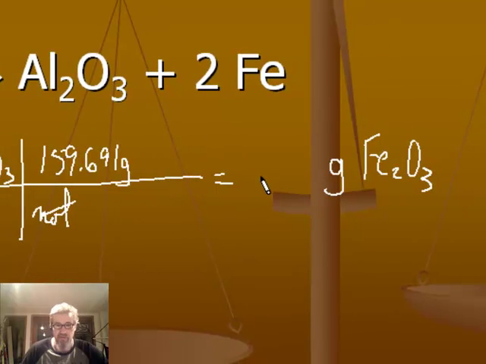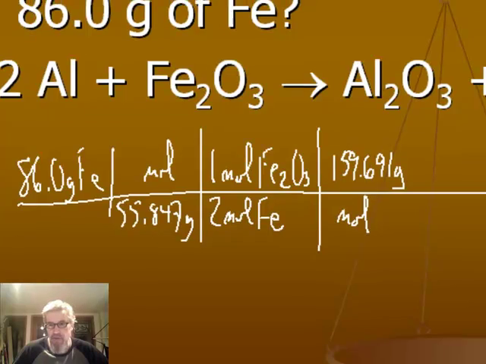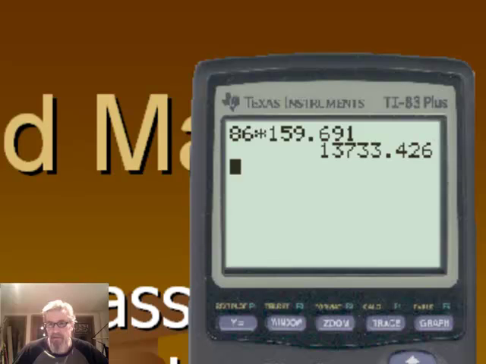Now I just do my calculation, and I'm going to do this calculation for you on the calculator to show you a common mistake that happens if people aren't thinking about order of operations. Now as I do this operation, I'm going to multiply across the top. So 86.0, just 86 to the calculator, times 1 times 1 times 159.691. I'll hit enter just to clear that operation. Now, if I divide by 55.847 and then hit times 2, here's what I'll get.